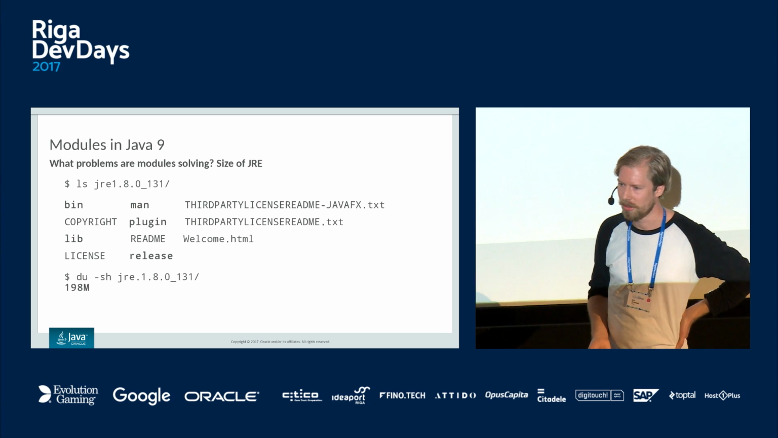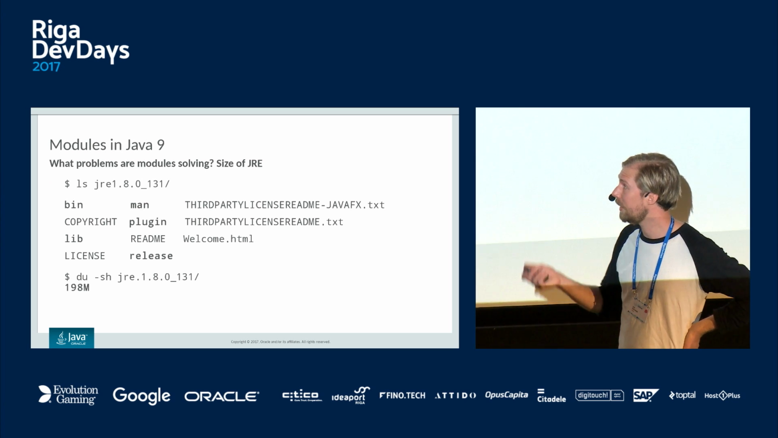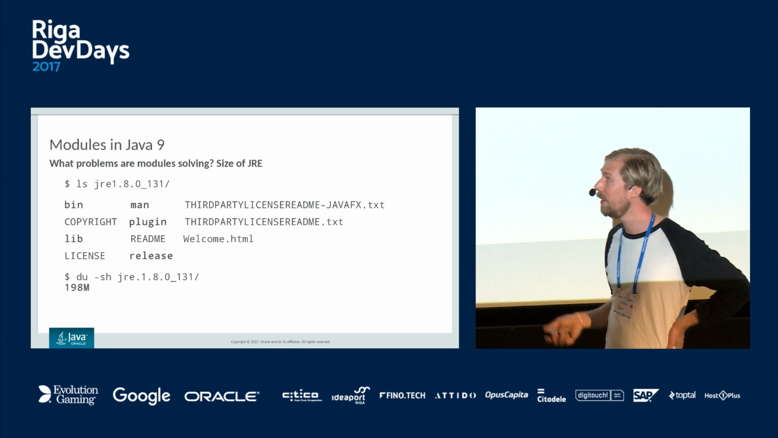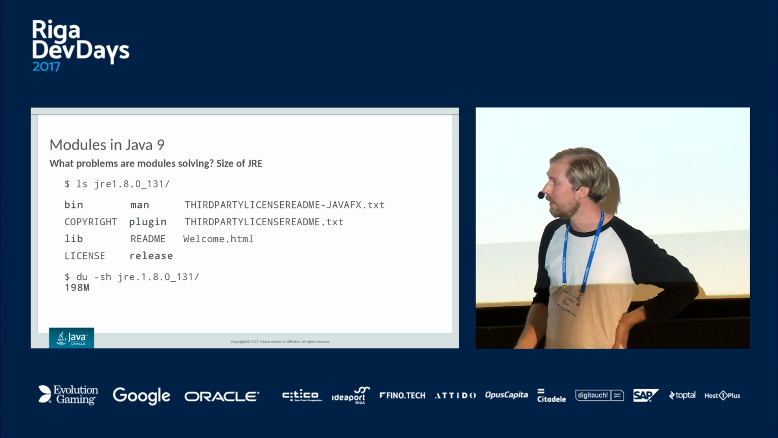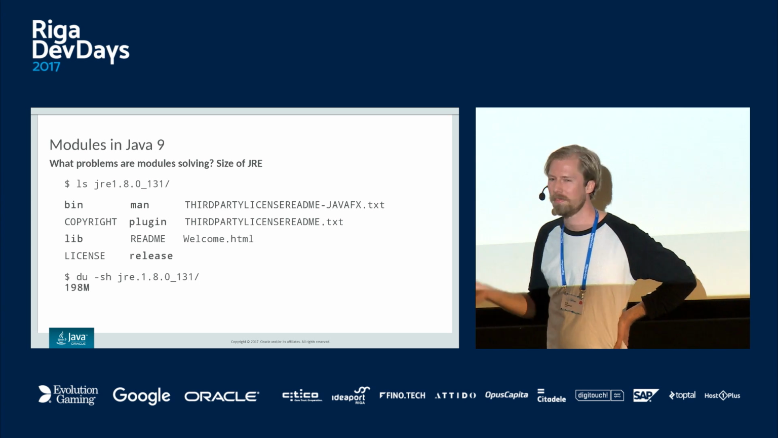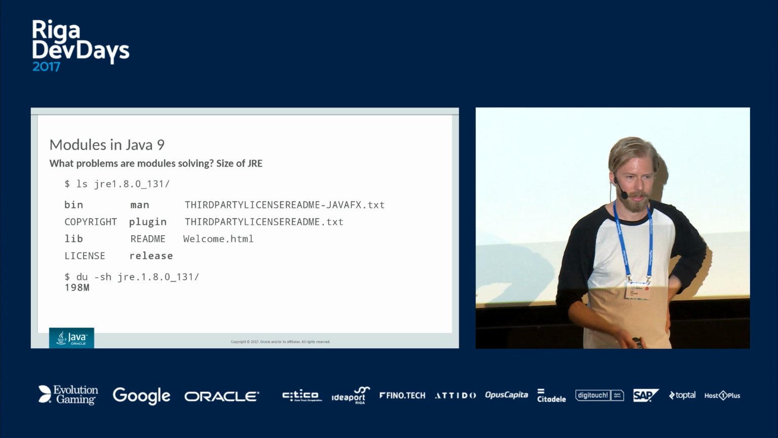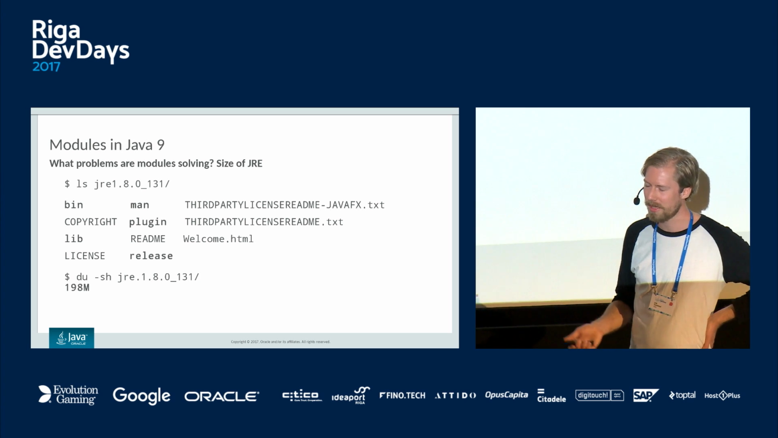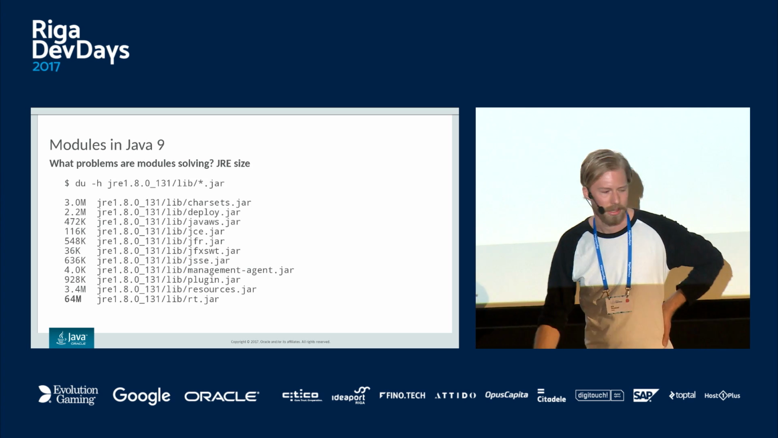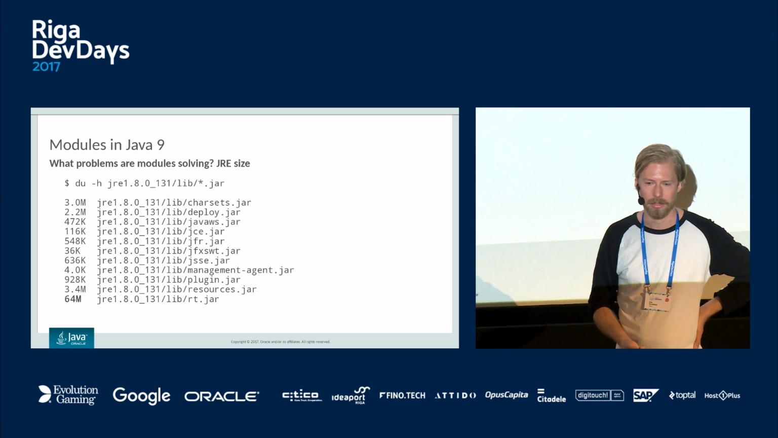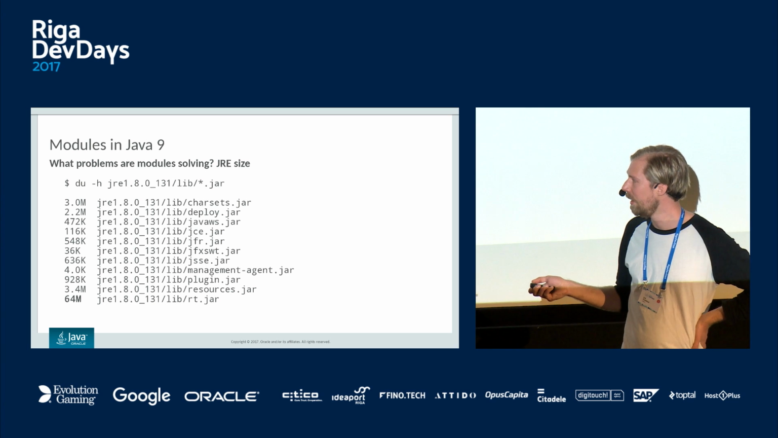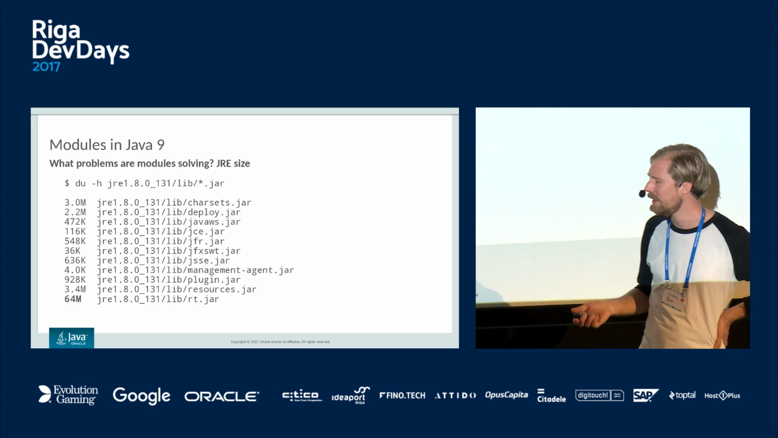If we bring up a little terminal and take a peek into our JRE, we find the usual directories: bin, man, plugin, lib, release. Looking at the size, that's a pretty big JRE. And what's more, we can take a peek inside the lib directory, and we'll see, oh, there are our jar files with the standard library classes, and most of them end up in rt.jar at the bottom, and that's 64 megabytes.